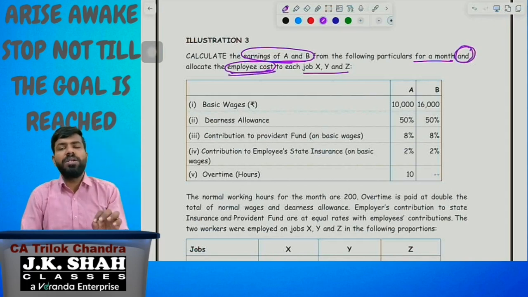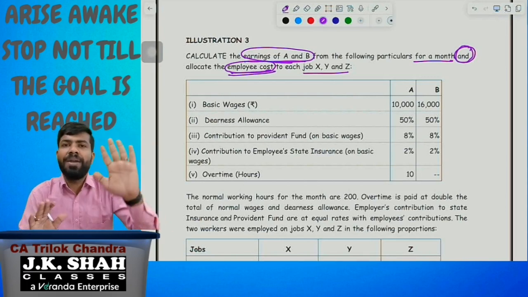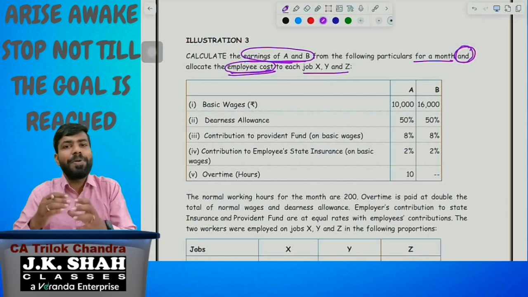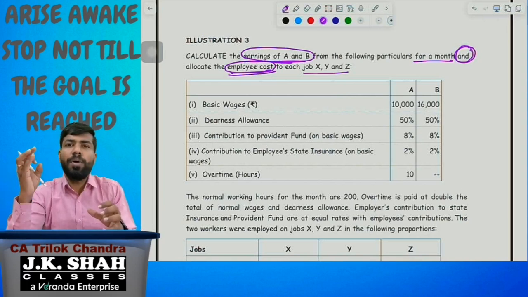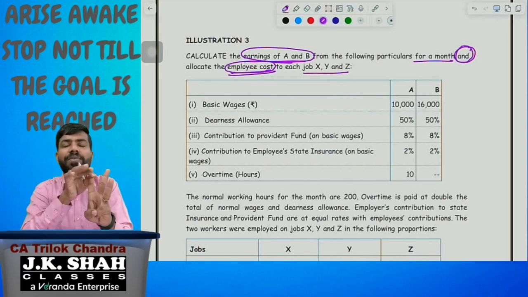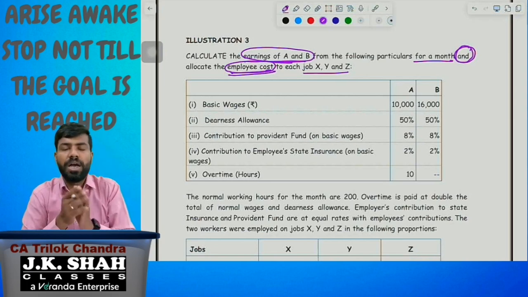So in this question, we need to calculate both total earnings of worker A and B and employee cost of worker A and B, and employee cost should be allocated to job X, Y, Z. So three things are there. First, calculation of total earnings. Second, calculation of employee cost. Third, allocation to the jobs X, Y, Z. There are three requirements in the question. All of you clear about this?